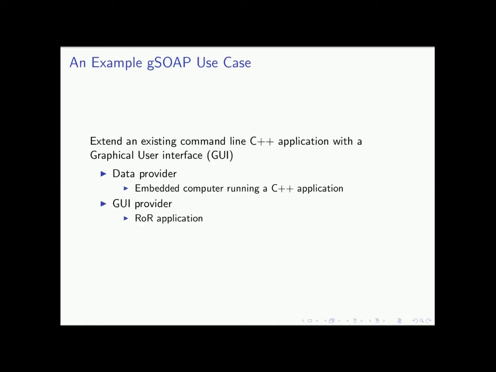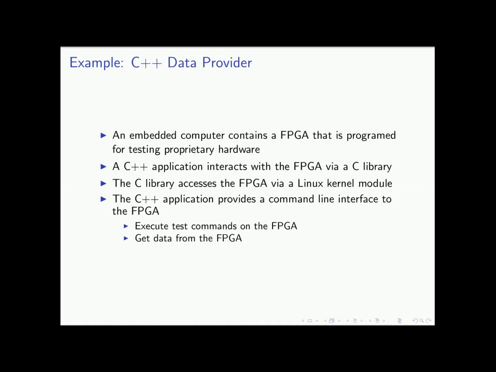What I'm going to do in my example is I'm going to take an existing C++ application that has no GUI interface, so it's just command line only. And I'm going to add a web-based GUI to it. So the data provider is just an embedded computer that is running the C++ application. And then the GUI provider is just a Ruby on Rails application that is basically a web server, and your web browser, whether it's Firefox or Chrome or Internet Explorer, is accessing that GUI provider.